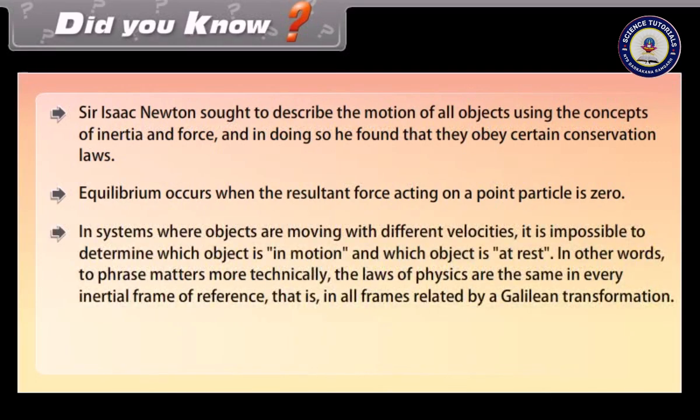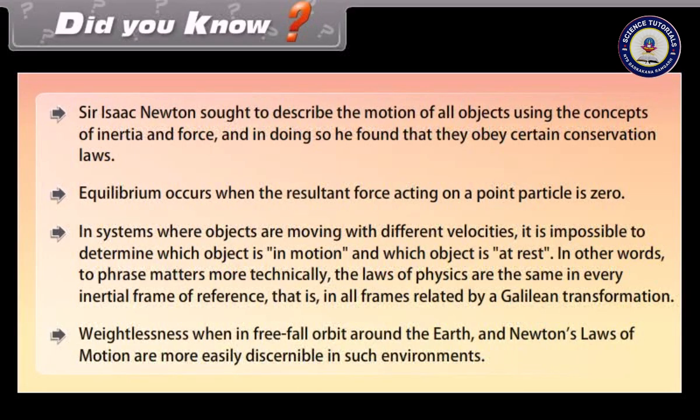In systems where objects are moving with different velocities, it is impossible to determine which object is in motion and which object is at rest. In other words, to phrase matters more technically, the laws of physics are the same in every inertial frame of reference, that is, in all frames related by a Galilean transformation. Weightlessness occurs in free-fall orbit around the Earth, and Newton's laws of motion are more easily discernible in such environments.